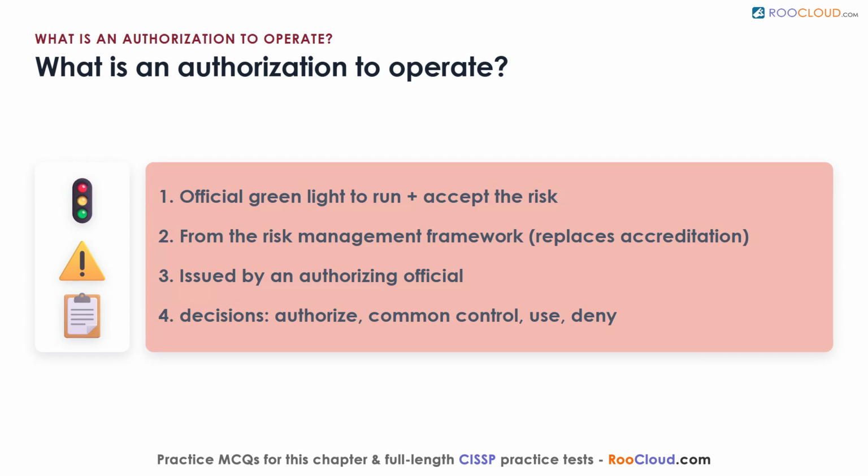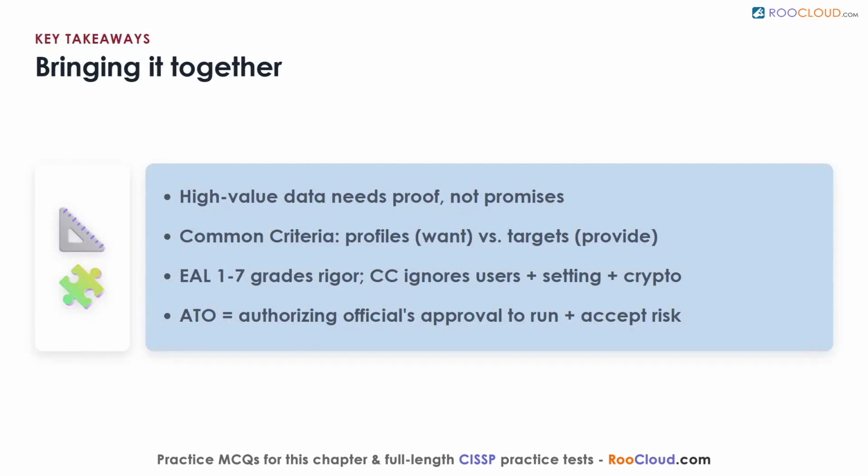An authorization is not forever. It must be renewed when it expires, after a significant breach, or after a major security change. Think of a restaurant health permit, granted when the kitchen passes, but pulled and re-earned after a serious violation or a big remodel. So, let's bring it together.